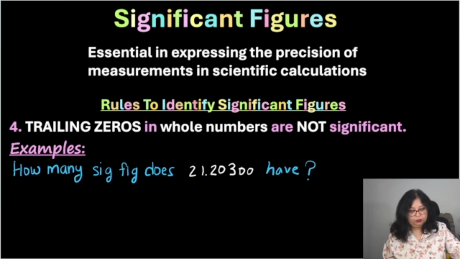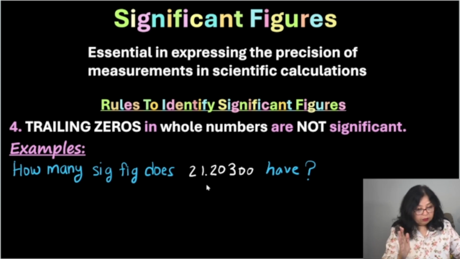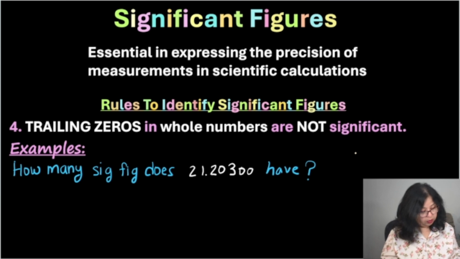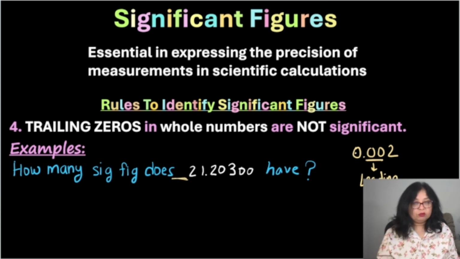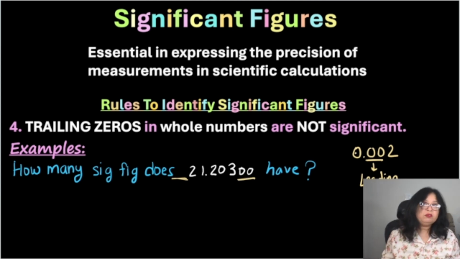A question for you. How many sig figs does 21.20300 have? So what's different about this number? This number has a decimal and there are non-zero digits to the left of the decimal. Unlike numbers like 0.002, where we had these leading zeros and we knew that these leading zeros were non-significant. But here we do not have any leading zeros. However, we have zeros at the end here. So what do you think? How many significant digits would it have?